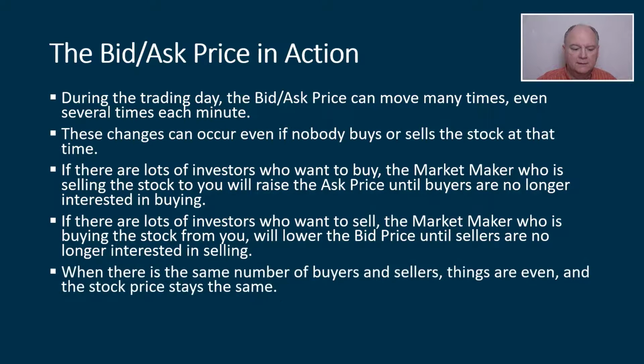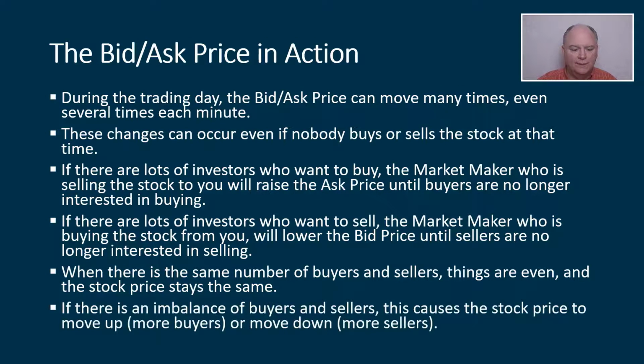So when there are the same number of buyers and sellers, then things are even. If you see 5 people in the buy line and 5 people in the sell line, and they're all kind of happy with the current bid-ask price right now, the stock price will just stay the same. And some stocks do that. They might trade for a period of time at the same price. But then if you start to see this imbalance, one way or the other, of buyers or sellers, this causes the stock price to move up if there are more buyers, or to move down if there are more sellers.